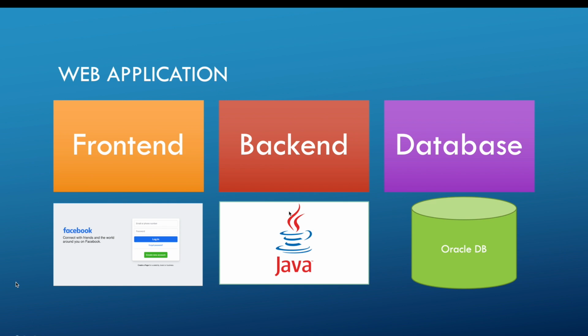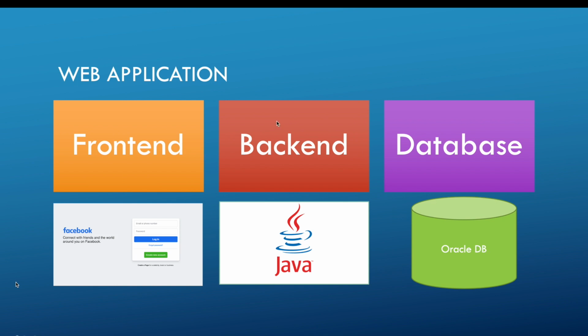Whereas the backend contains the application layer. It contains the business logic. Once the customer enters the username and password and clicks on login, the application layer can check whether this user is available in the database or not. And the database is where it stores all the user details. The backend may contain different technologies like Java, PHP, Python, or .NET. Even in the database, we have multiple options like Oracle DB, MySQL, Postgres, etc.